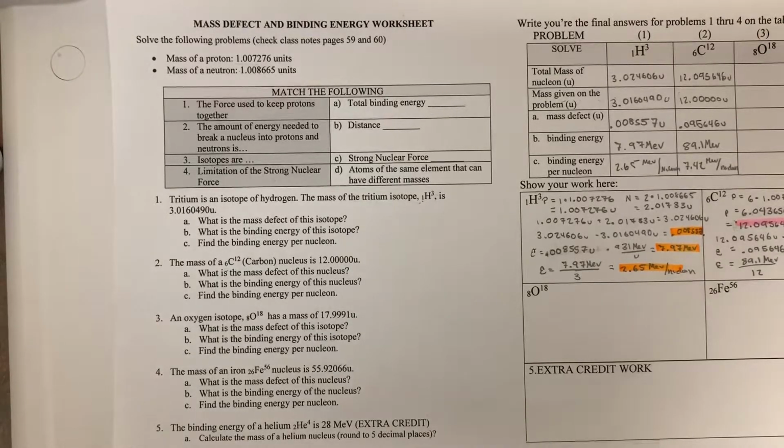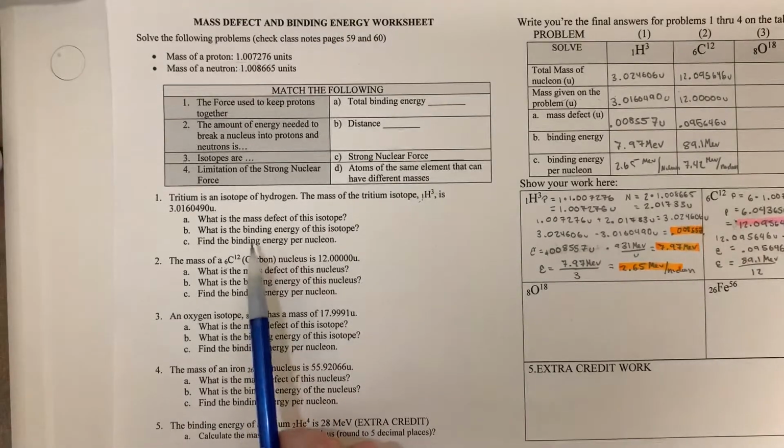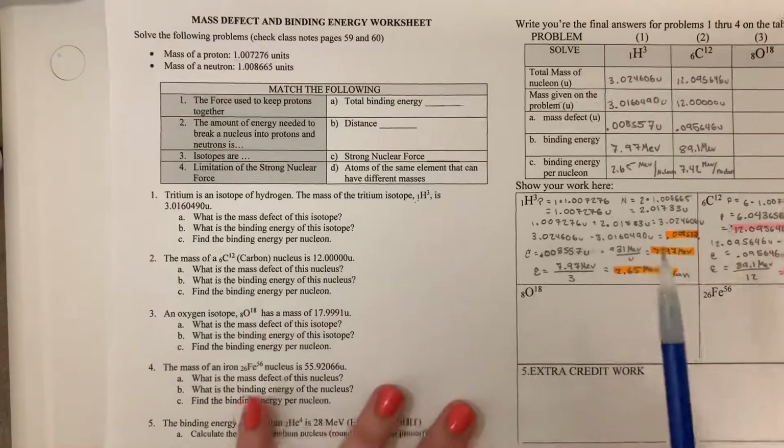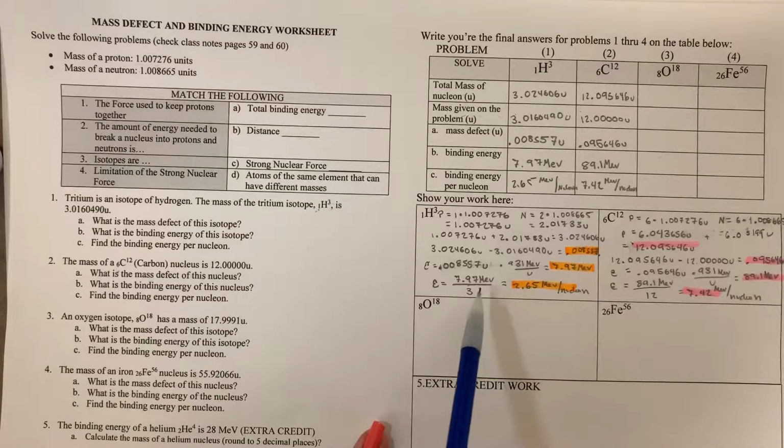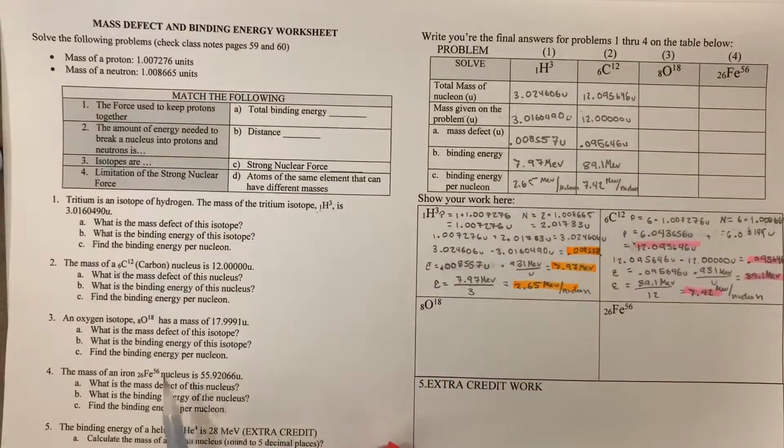In this video, we will be working with the Mass Defect and Binding Energy worksheet located on pages 62 and 63 of your notebook. There are 4 questions on this worksheet that all must be answered over here. All of the answers you calculate here must be recorded up here in the table.